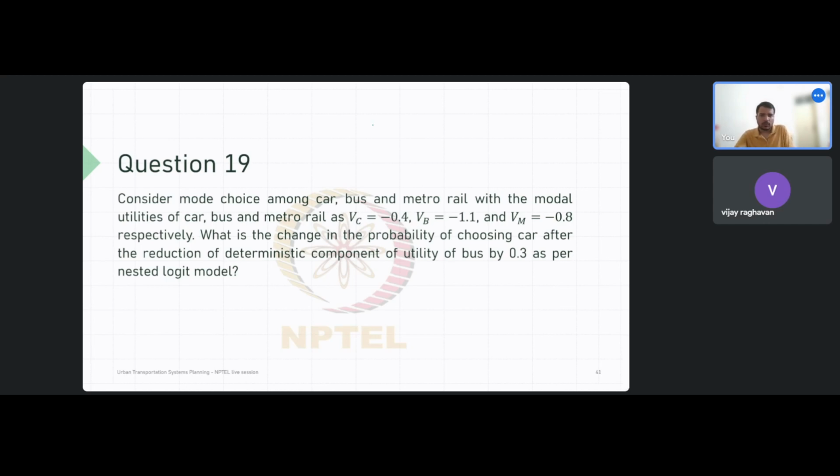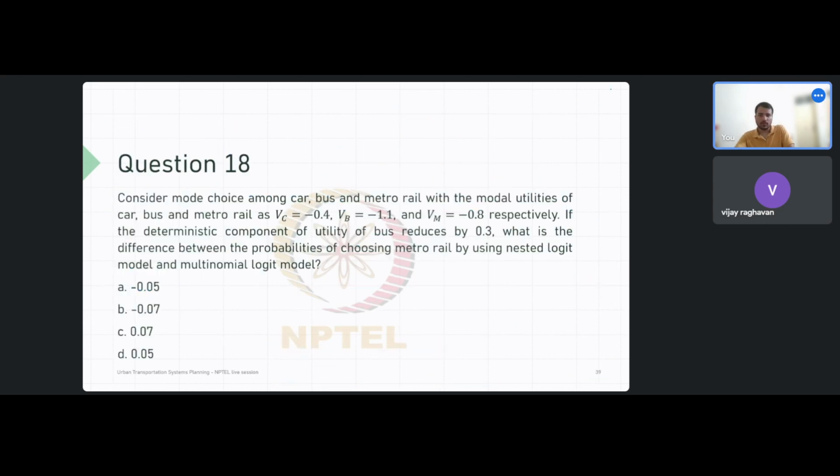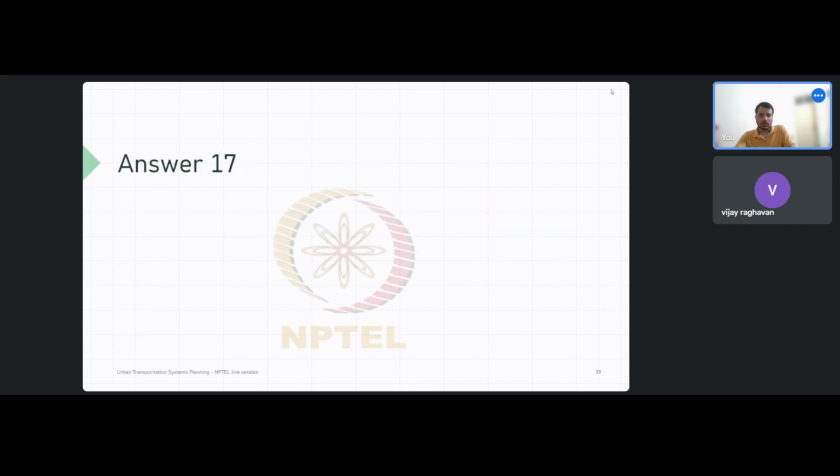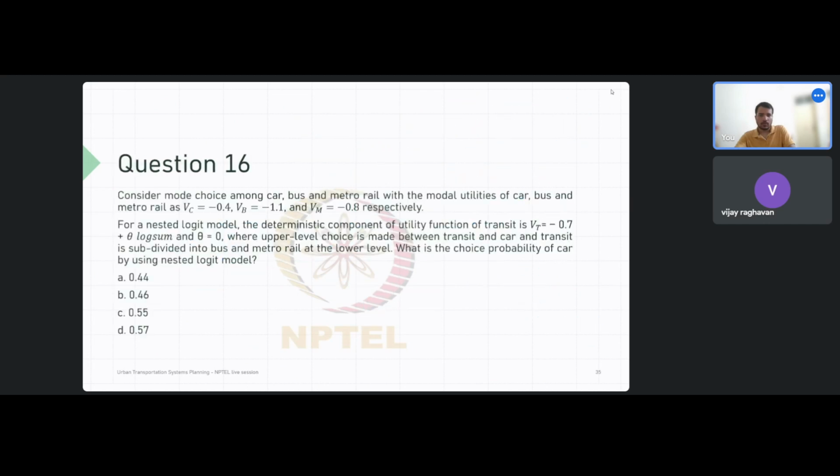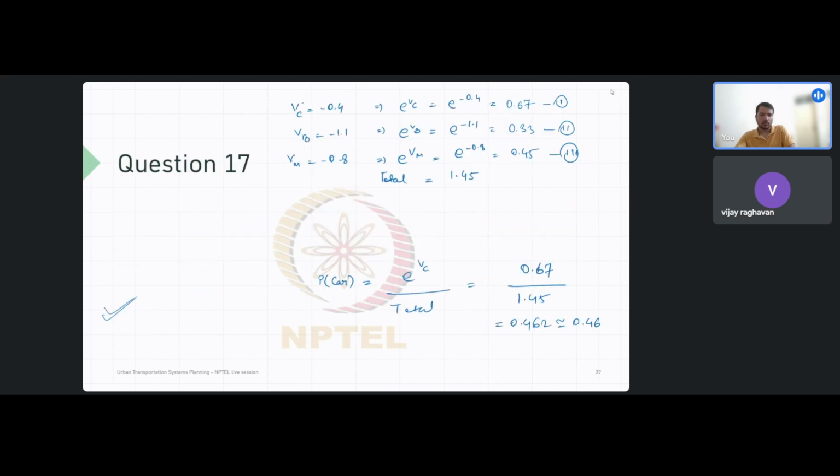So as we discussed, first we have mode, we have car, we have transit. It is to be seen that we are using nested logit here. So we will use bus, we'll use metro. First we have to choose between car and transit. As we saw, the transit utility was given in the first question: minus 0.7 plus theta log sum.